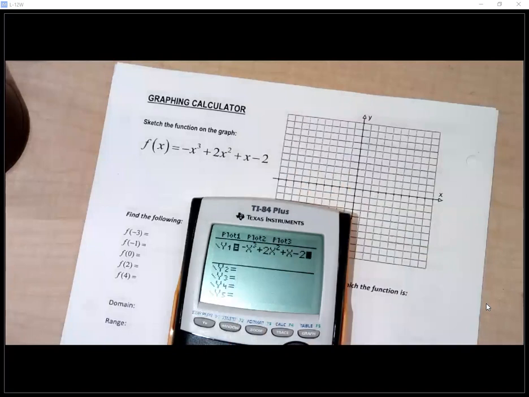Okay, everybody has their function in? Let's go ahead and hit graph and see what we see. So hit graph, top right corner. Maybe we'll see what we want to see, maybe we won't. Oh, okay. We see a pretty good amount.